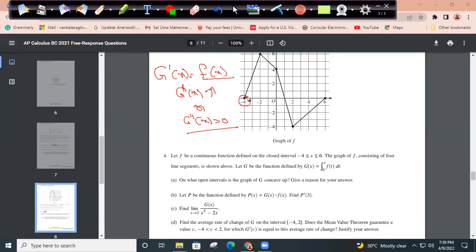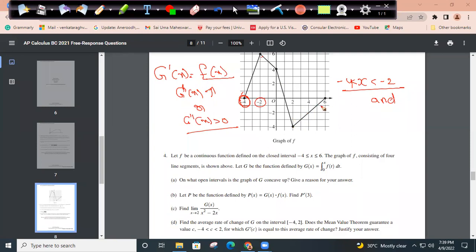F of x is increasing from -4 to 6. So the function is concave up from -4 to -2. Sorry, from here to here it is increasing. So here it is -4, here it is -2. So from -4 to -2, the function is concave up, and where the function is concave up, it is increasing.